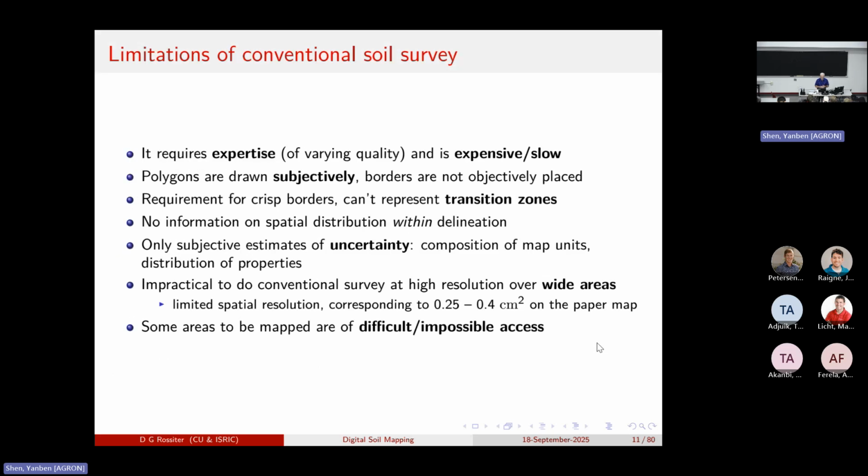So why digital soil maps? Conventional soil survey is quite expensive and slow. In a country like the United States with a lot of resources, a lot of years were put into it. The cost of the soil survey program, I don't even want to know how much it was over the many, many years of people working. So it's expensive, slow, but it also requires a lot of expertise.